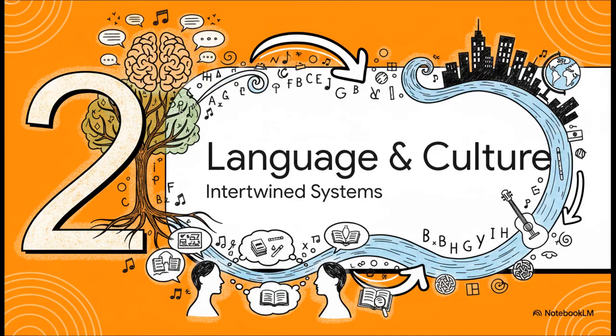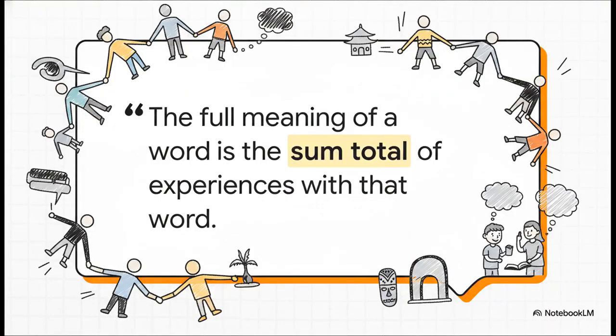Moving on to Section 2. Language and culture intertwined. Let's see how those baseline definitions prove that linguistic and cultural systems simply cannot be separated. Language is obviously way more than just a tool to get a point across. It is fundamentally baked into a functioning social system.